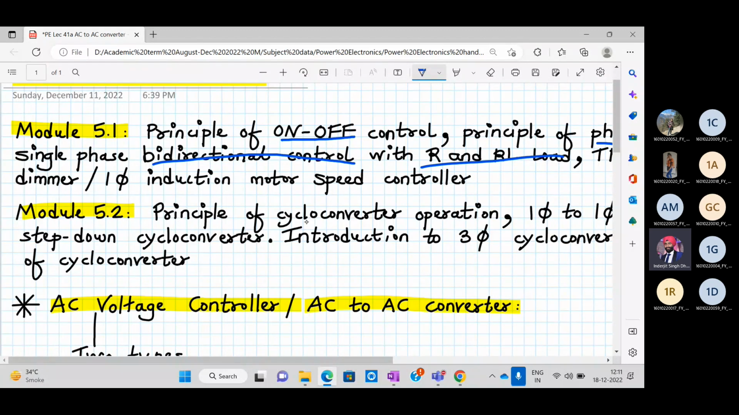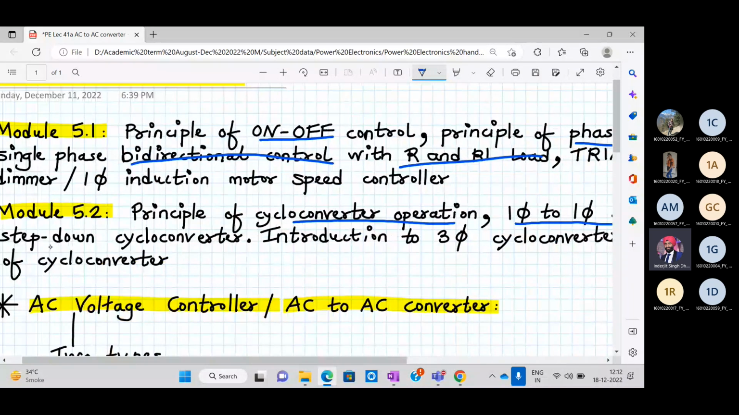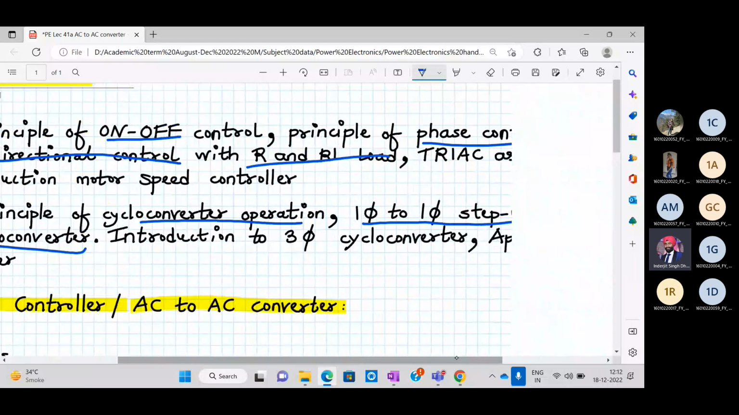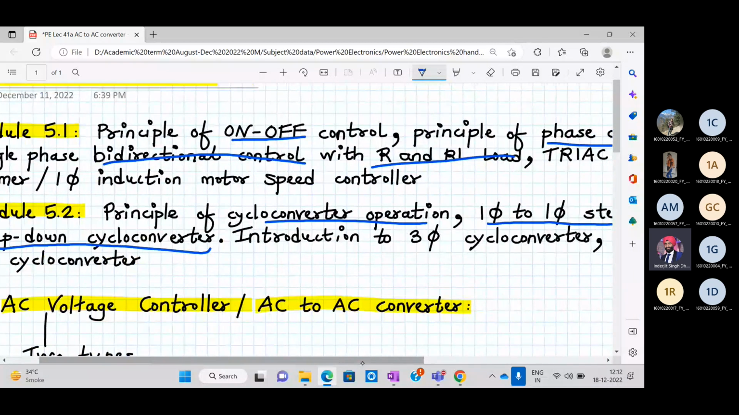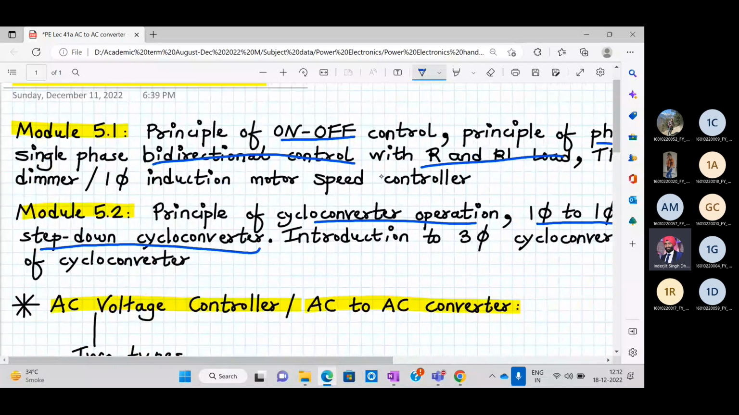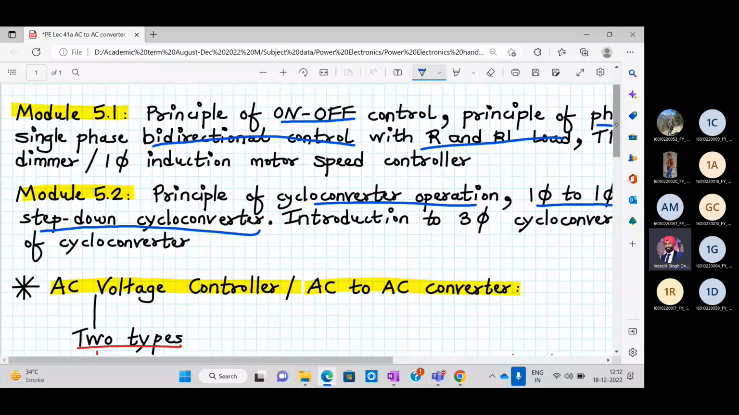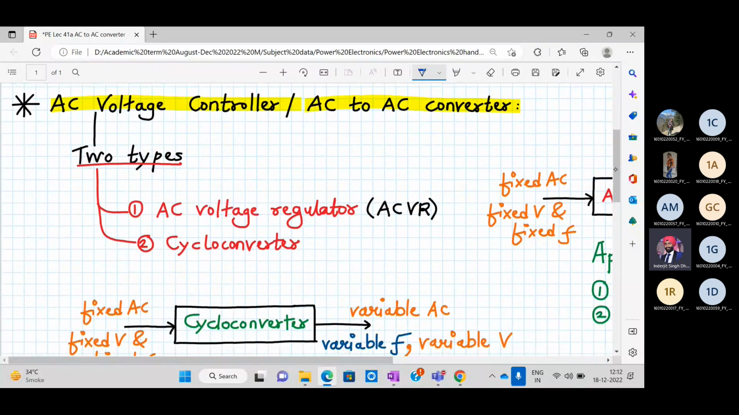Also, we'll be starting with the principle of cycloconverter operation, and we will be discussing single phase to single phase step up and step down cycloconverters. Again, introduction to three-phase cycloconverter, I leave it to, let's see whether we get another lecture to cover this topic. So these are the topics we will be covering. Mostly 80% of module number 5 will be covered today. 70% maybe. So let us begin.